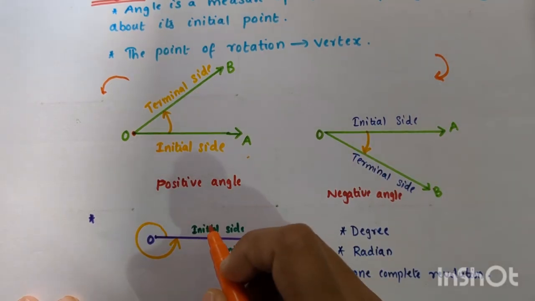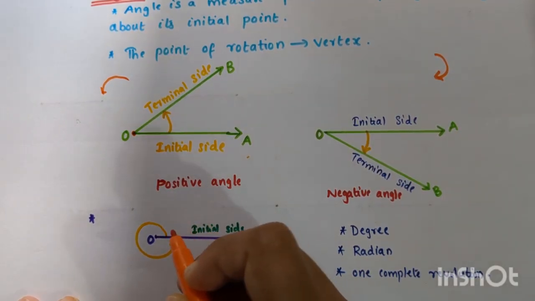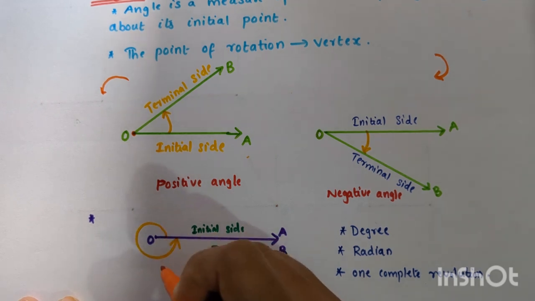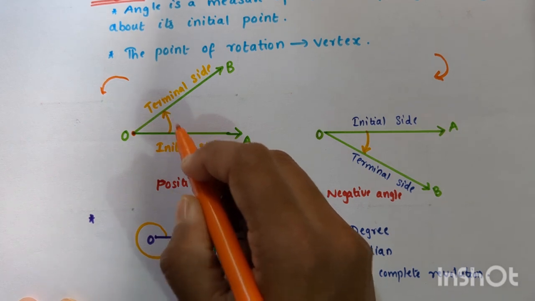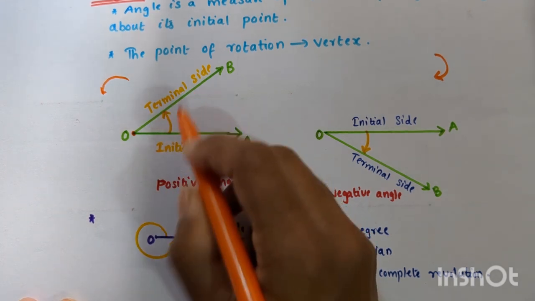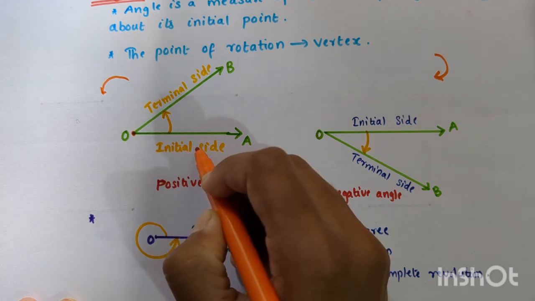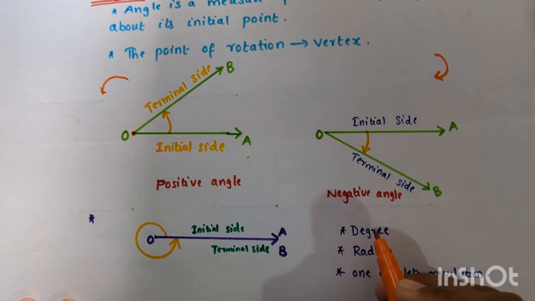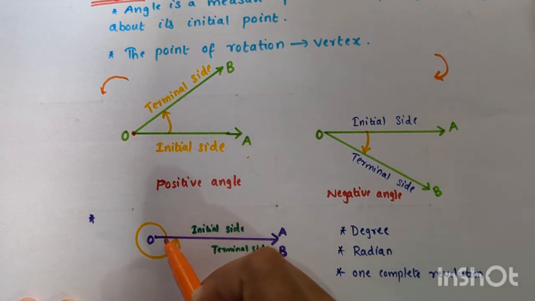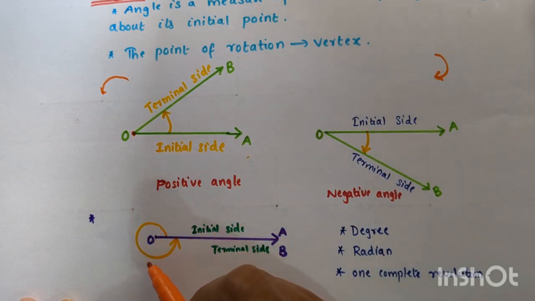See, the measure of an angle is the amount of rotation performed to get the terminal side from the initial side. There are several units for measuring angles, namely degree, radian, then one complete revolution or revolutions per second.